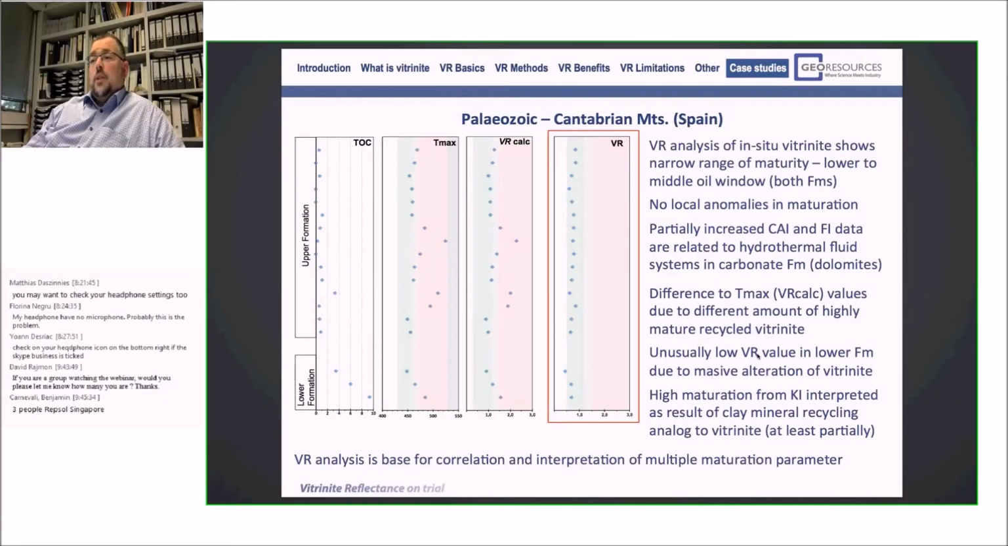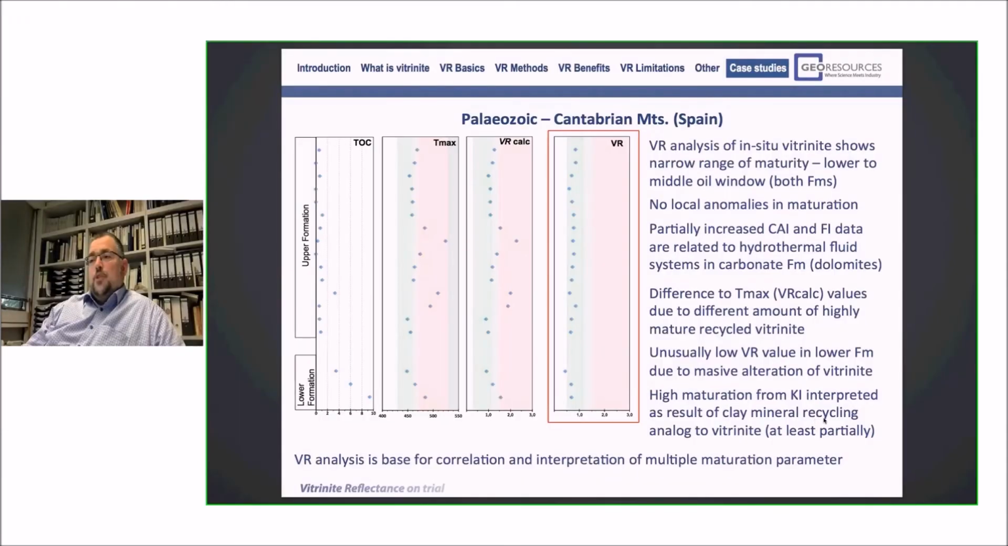The unusually low vitrinite reflectance value in the lower formation, this value over here, is caused by massive alteration of vitrinite. As I said before, if we have poorly preserved vitrinite, we get lower maturation, lower reflectance, and this is the case here. The whole sample is strongly degraded, so we get a lower reflectance than the other values. The high maturation from the clay minerals, from the Kubler index, is interpreted as a result of clay mineral recycling, analogous to vitrinite recycling, at least partially.